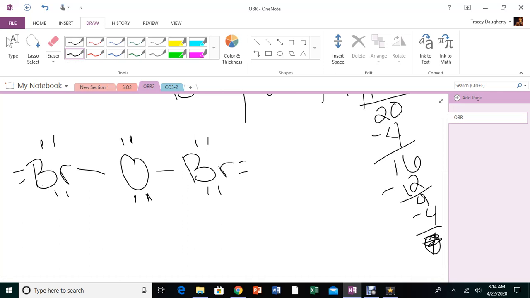And then now just double check to see if everything has 8 valence electrons. The outer Brs have 6 dots plus the bond makes 8. The oxygen has 4 dots plus the 2 in each bond makes 8 valence electrons around the oxygen.